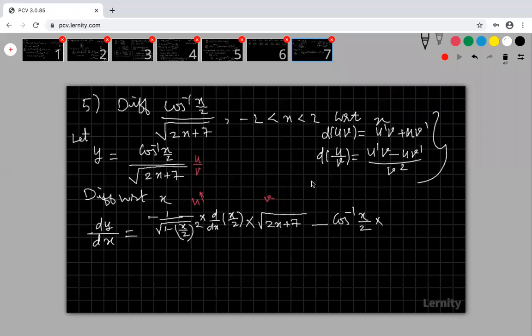How to differentiate that root function? The root means the power is half. Apply the x power n formula. What is the derivative of x power n? My derivative of x power n formula is n into x power n minus 1. The power is half, so half into 2x plus 7, the power is half minus 1, into, but we have to differentiate this base. That is important. Differentiate this base function, d by dx of 2x plus 7.